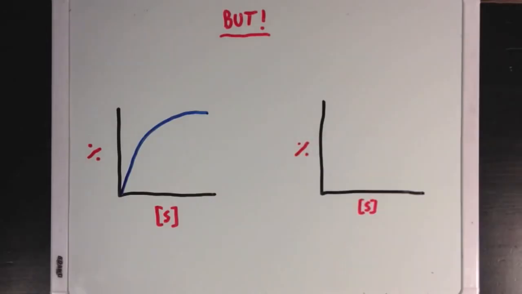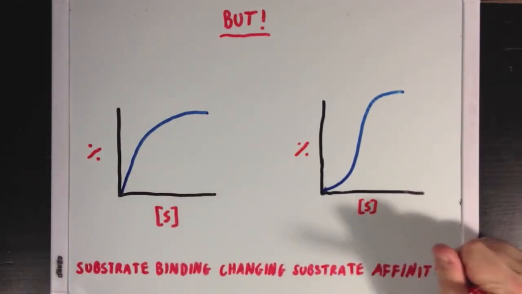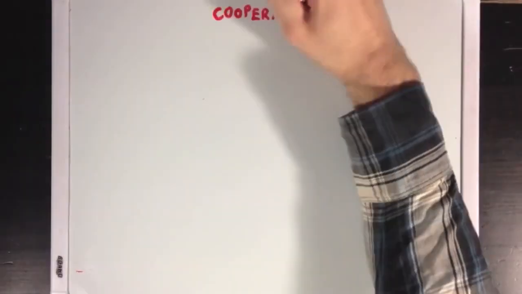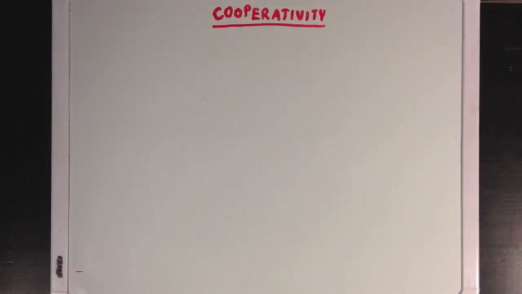Next, I'm going to draw a different curve that you also might see in some enzymes, and that's where substrate binding happens more quickly as binding sites become occupied. Substrate binding changes substrate affinity, and we call this cooperativity. Now, with respect to cooperativity, we can define 3 new ideas.